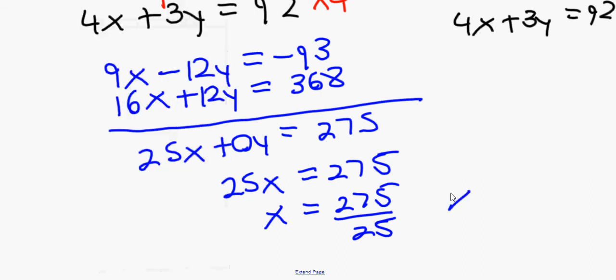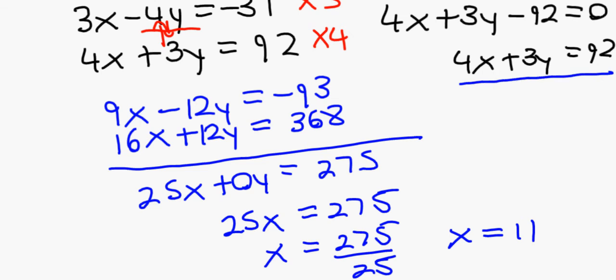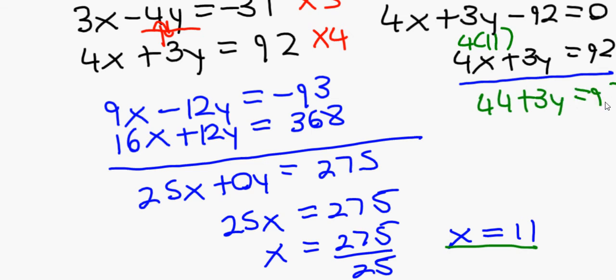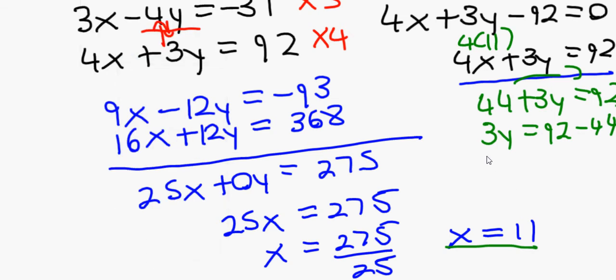So x equals 11. Now we have to find out what y is. So we know that 4x plus 3y equals 92. We know that x is 11, so 4 times 11 is 44. So 44 plus 3y equals 92. Bring over the 44. 3y equals 92 minus 44, which is 48. So 3y equals 48. Y therefore is 48 over 3. Y therefore must be 16.